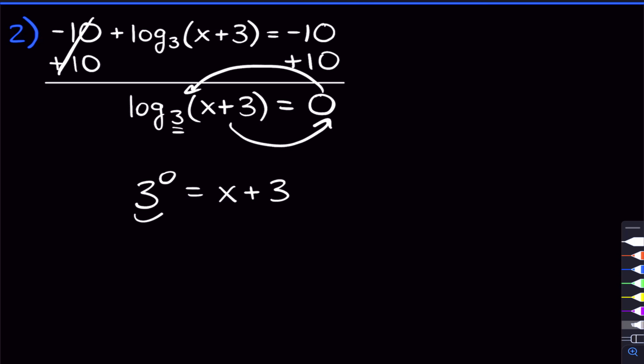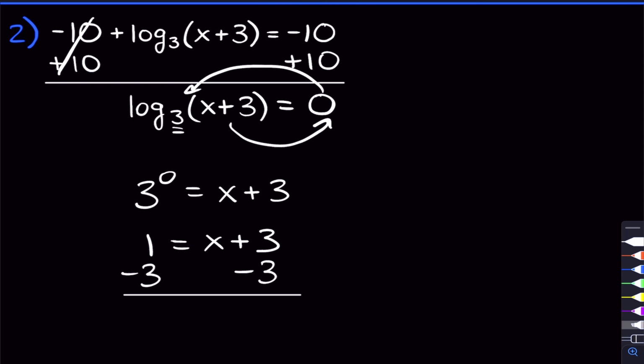But continuing on here, anything to the 0 power is 1, so 3 to the 0 is 1. And so we get 1 is equal to x plus 3, and subtracting 3 on both sides, we get that x is equal to negative 2. And that is the answer for problem 2.